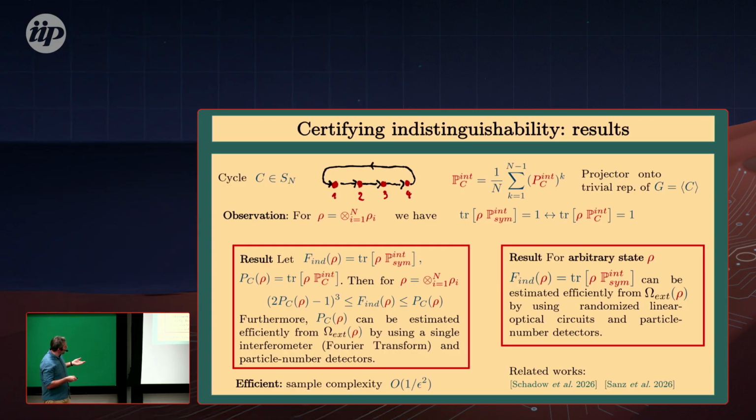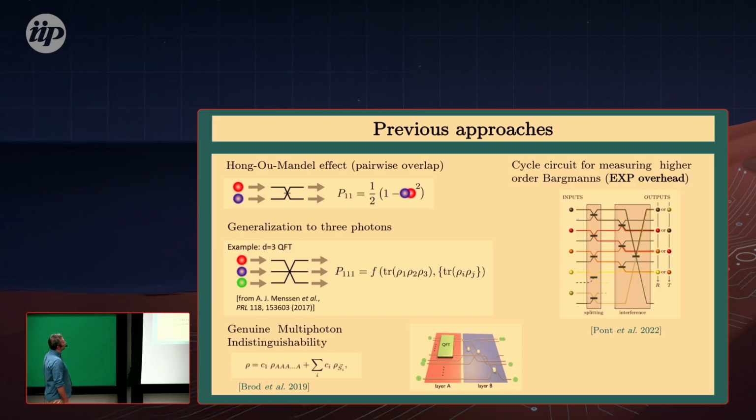I should say that independently of our work, there are two works from this year that use cyclic interferometers to argue about indistinguishability of specific classes of states. Now, a comparison with previous approaches. Very quickly, Ernesto told you all about this on Tuesday, I believe. Hong-Ou-Mandel tests give you a way to assess pairwise overlaps between states. Those were later generalized. People studied this triad phase in the three-dimensional quantum Fourier transform interferometer, and you had some information there about this third order invariant, the pairwise overlaps.